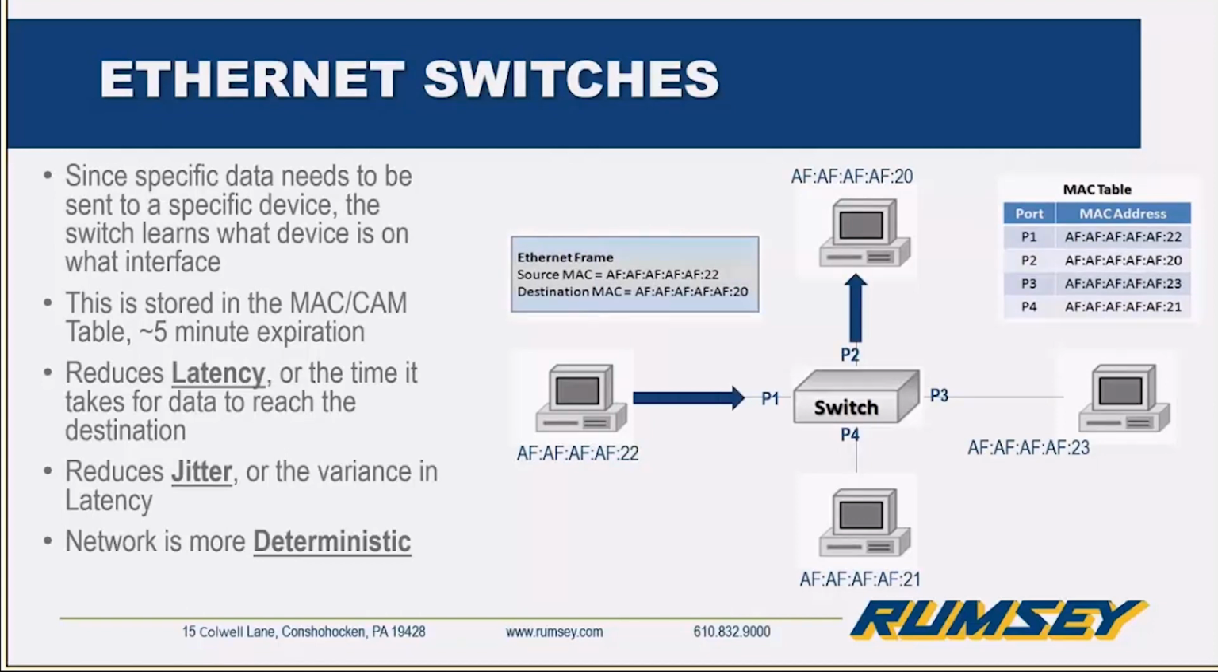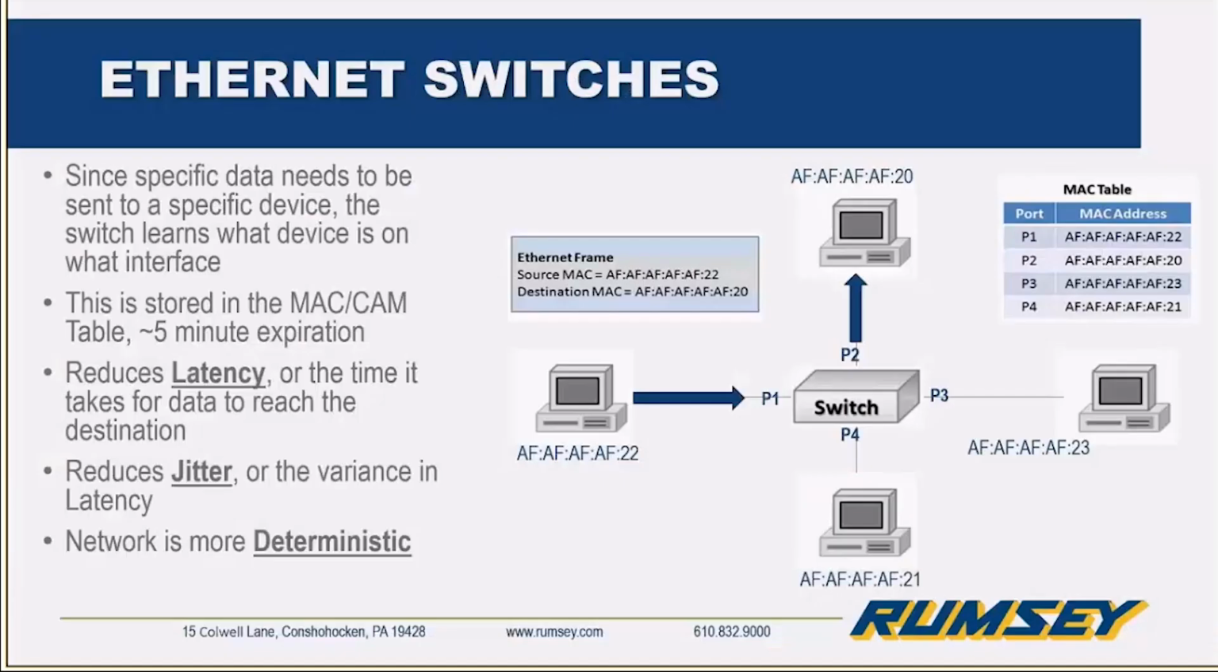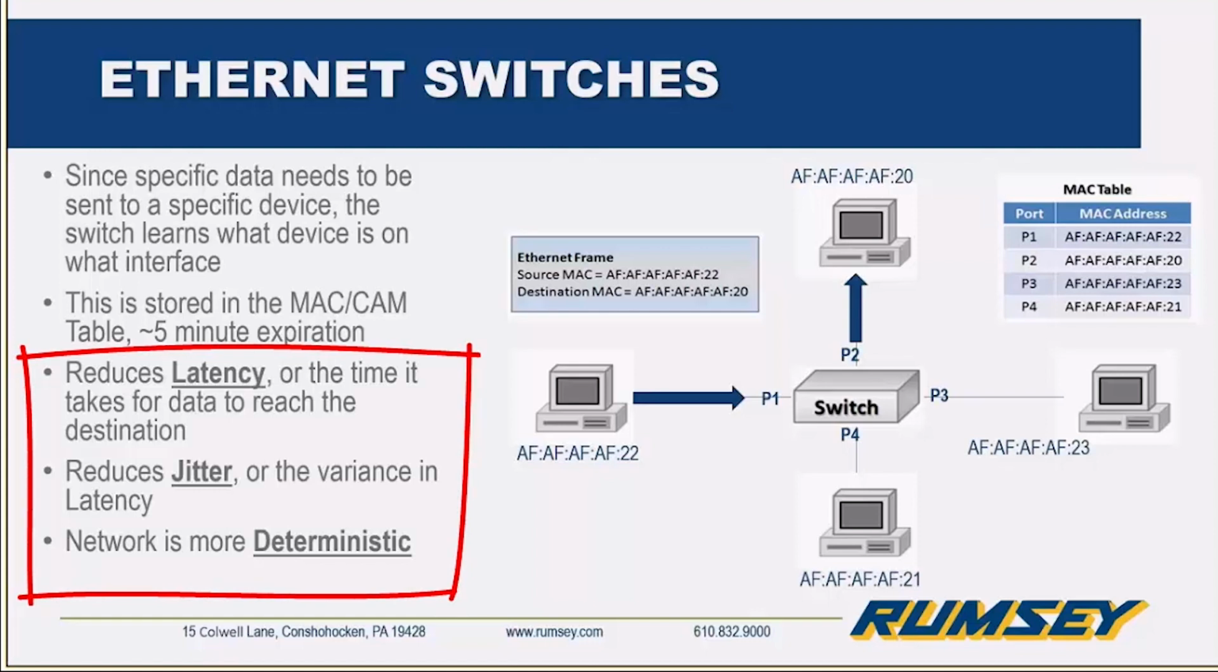So in the past, hubs were used which did not have this technology and simply flooded the entire network with data, assuming that the endpoint would be reached. This had a massive negative impact for networks such as collisions and rampant broadcast storms, as well as a tremendous amount of latency and jitter. Latency is the time a packet takes to reach its destination, while jitter is the change in that time. Reducing both creates a more deterministic or predictable network.